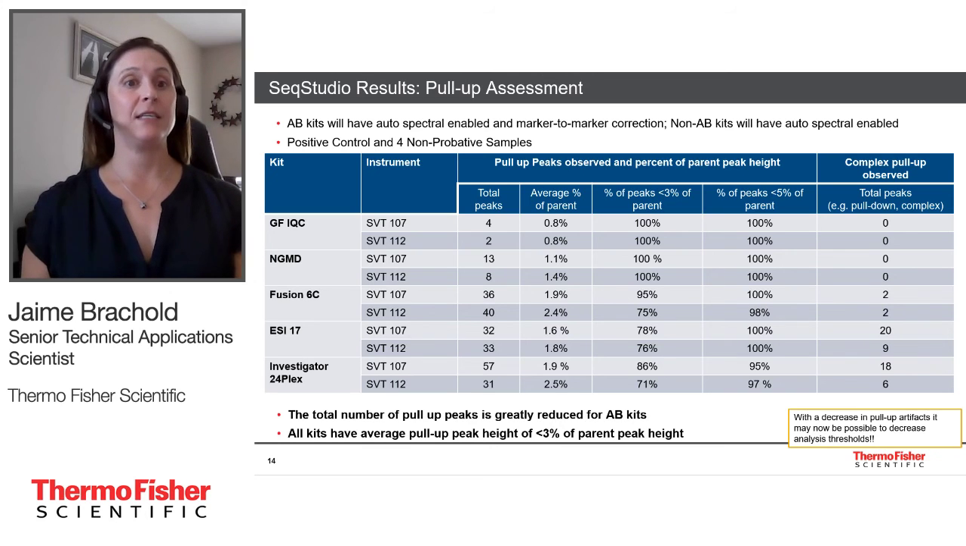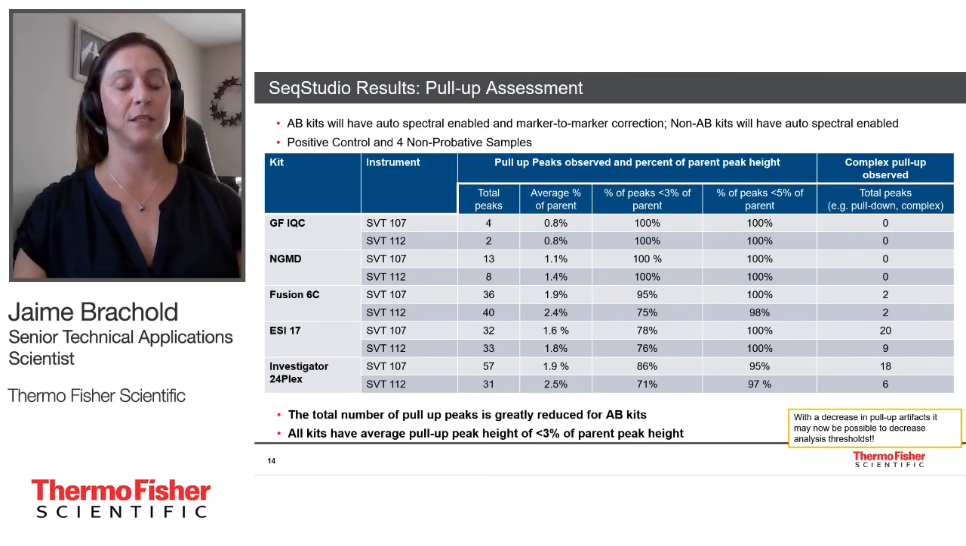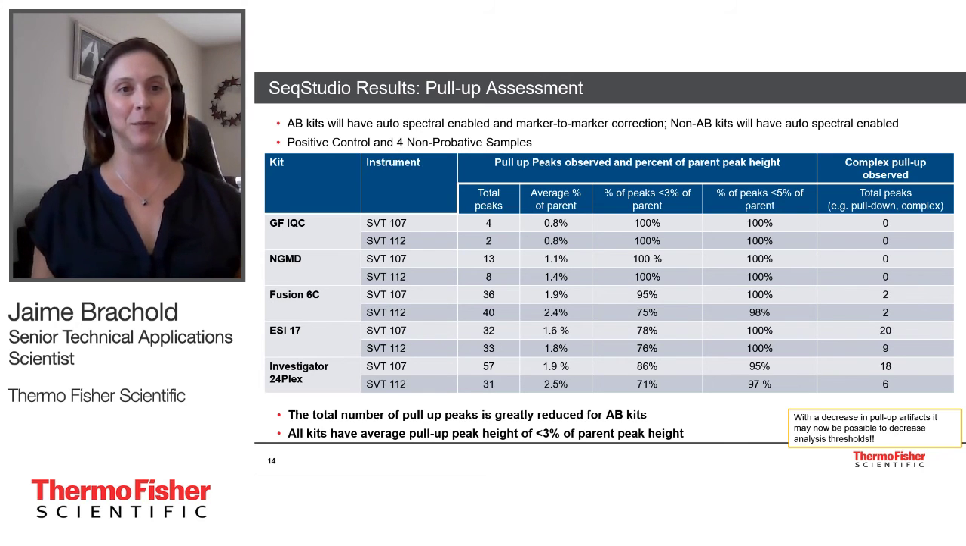So going over to the SeqStudio instrument, and if you remember, we had 2 different instruments, so this table is even a little bit busier than the last one we looked at. As a reminder, Applied Biosystems kits will have the autospectral enabled and marker-to-marker correction. The non-AB kits will just have autospectral enabled. Again, it was a positive control and 4 non-probative samples that were analyzed.